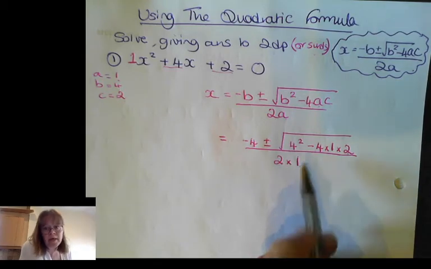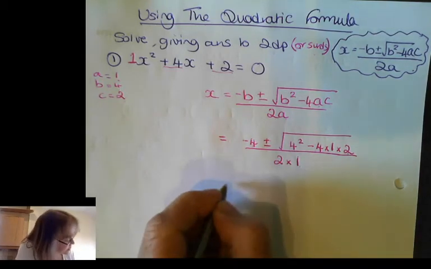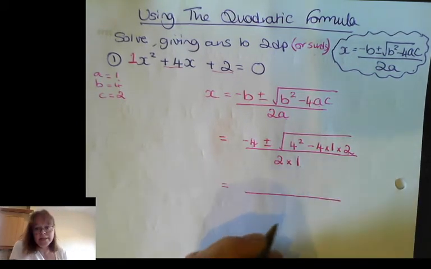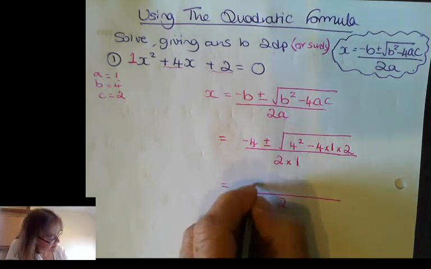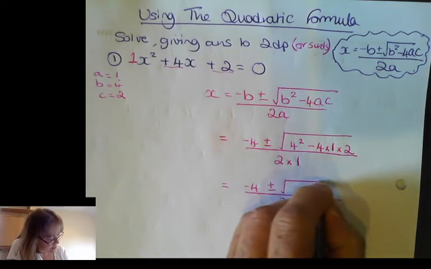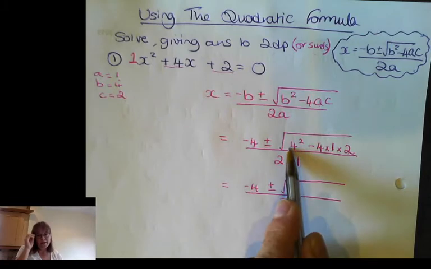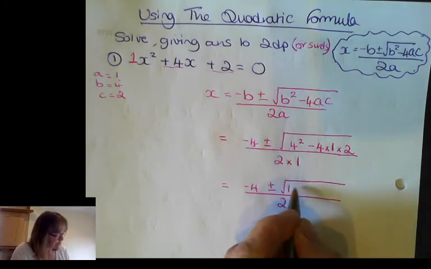Happy so far? Next up, let's sort that out a little bit. So let's do the bits that are easy. 2 times 1 on the bottom, that's just 2, so I'm just going to sort that out. I'm going to leave this bit alone because we haven't decided what that means yet. 4 squared, I think I know 4 squared, that's 16.